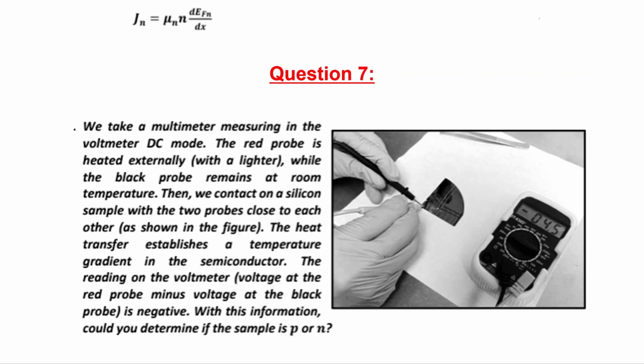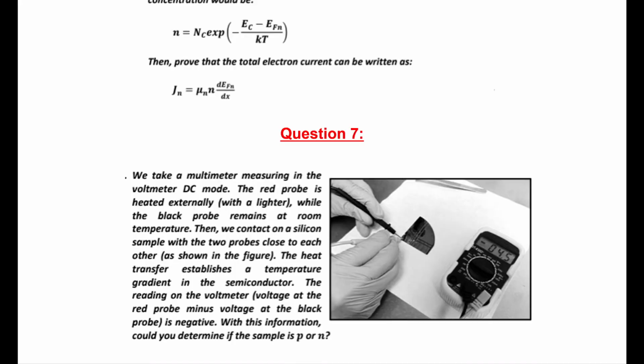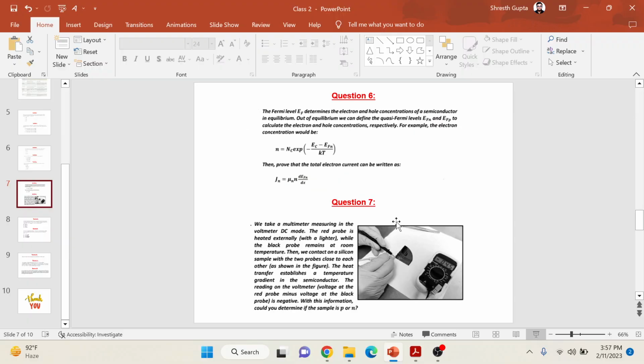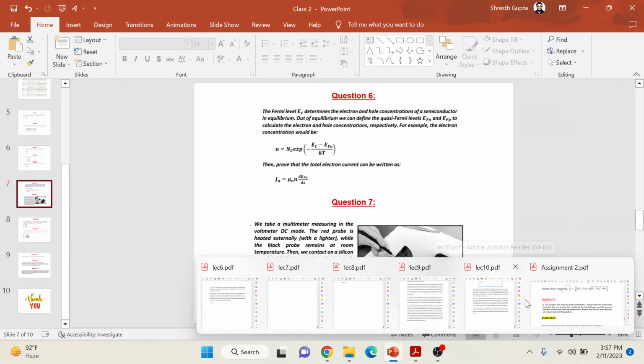Can you determine, Rajiv, with the reading that you are seeing, whether the sample is N type or P type? Any idea? Any guesses? I think it is P type, because it is negative. Good, very good. Absolutely right. It's a very straightforward question.